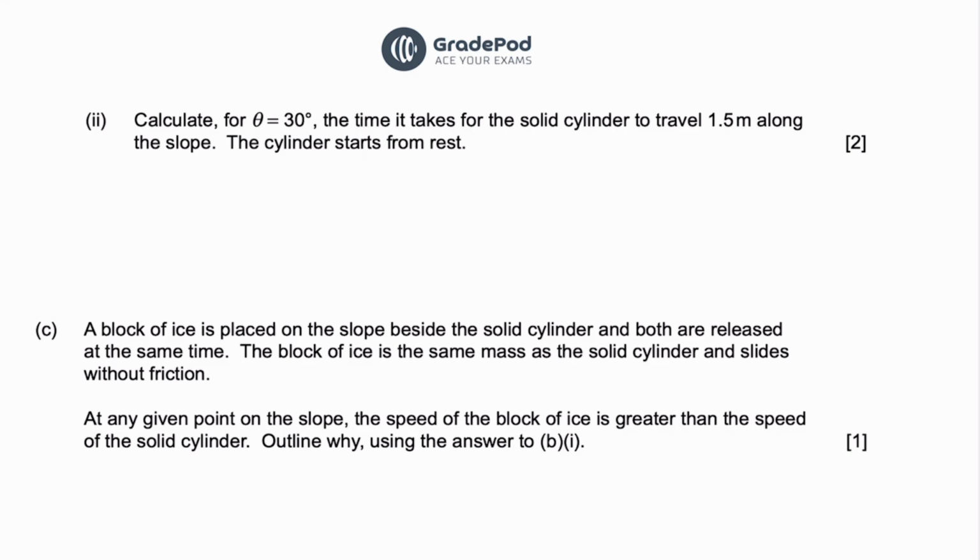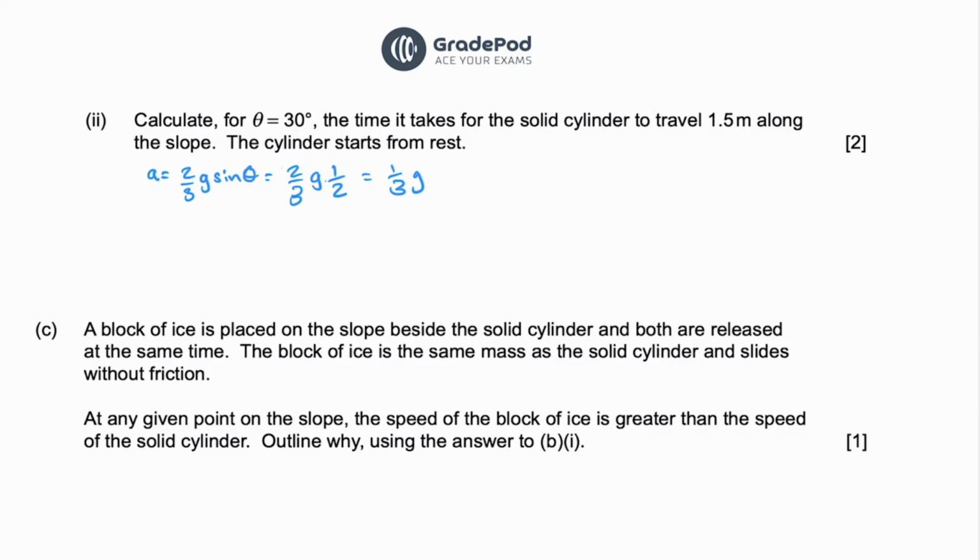The cylinder starts from rest. Okay, we're going to use the equation from before, which was a equals 2 over 3 g sine theta. That goes to 2 over 3 g times a half, because sine 30 is equal to 0.5, which gives us 1/3 g. I'm just going to leave it like that just now. I'm not going to put 9.81 in there just yet. Okay, so we now have the acceleration.